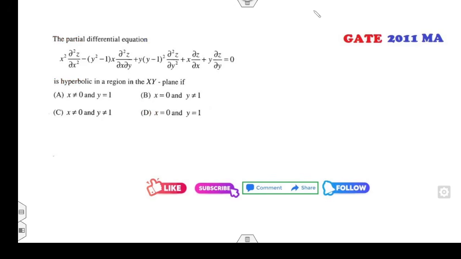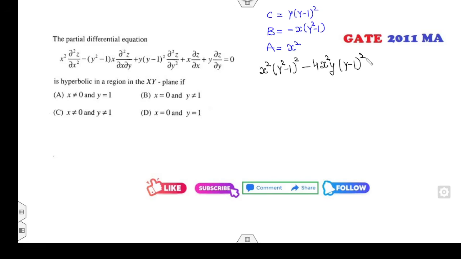चलिए look at that GATE 2021 or 2011. What is my A? Coefficient of x square. B, minus of x (y square minus 1). C, y into (y minus 1) square. So b square minus 4ac. Fine. Minus 4a into c. Fine. So I can take y minus 1 whole square common, x square common.